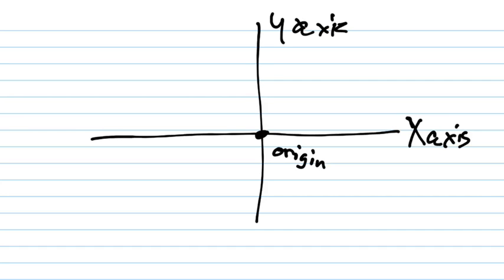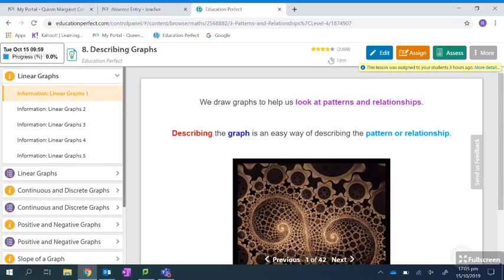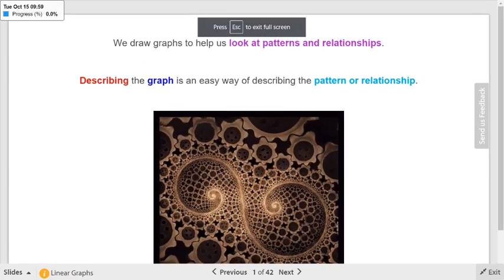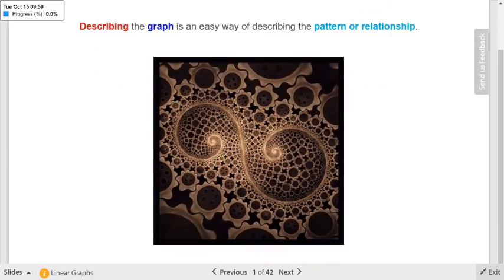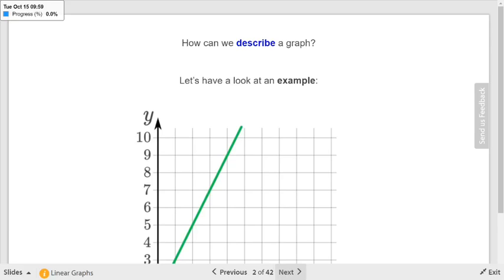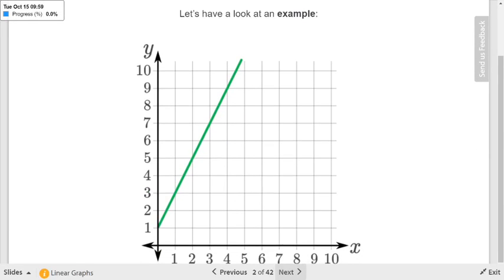So we're going to just go through some pictures and answer questions and talk about some specific ideas that we can gain and describe just by looking at the graph. So there's really very little math that we're talking about doing here. Describing a graph is a way of talking about the patterns or relationships that we've been working with. So here you go. How can you describe a graph?